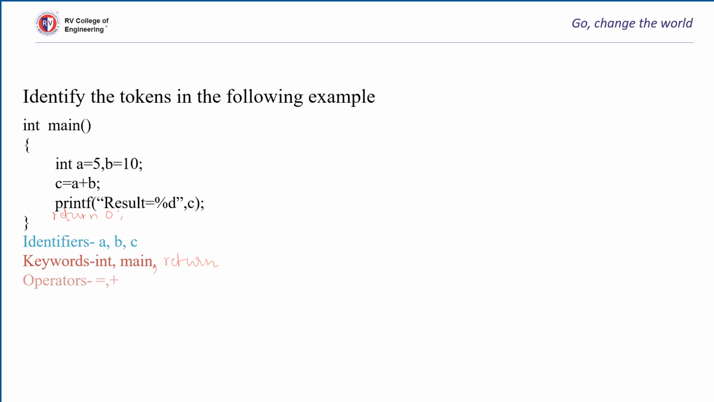Operators are equal to and plus. Separators are white space and a semicolon. Constants are 5 and 10. They are integer constants. I hope you all have understood the concept of tokens.